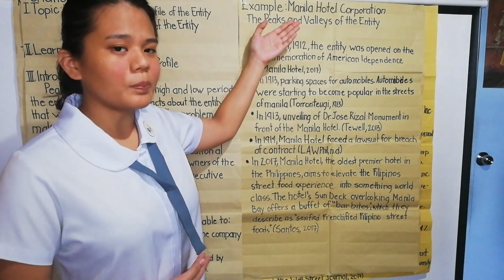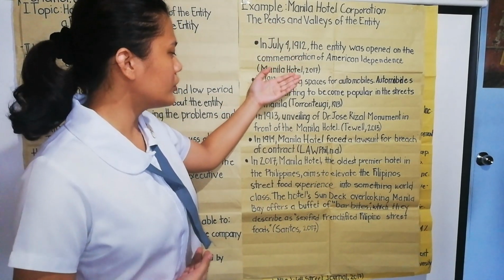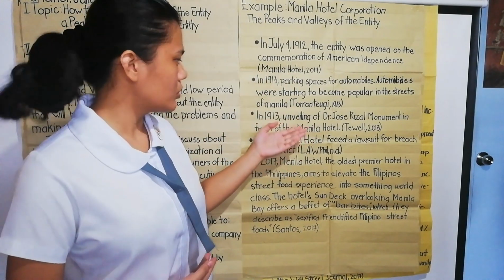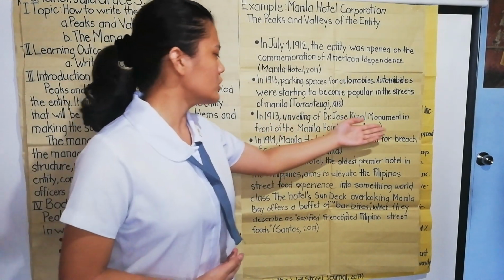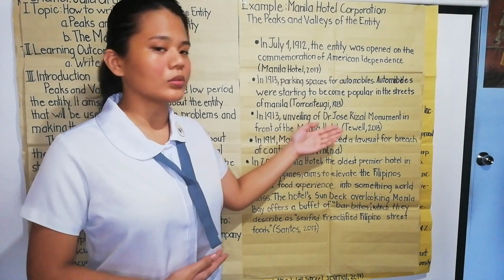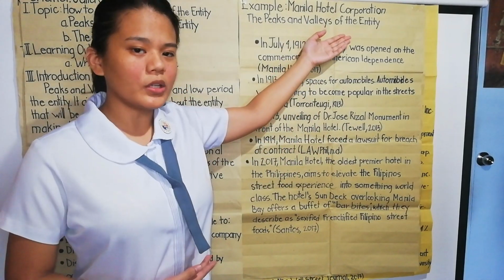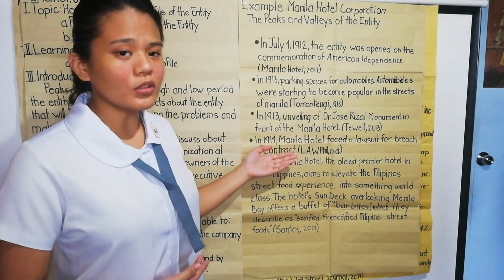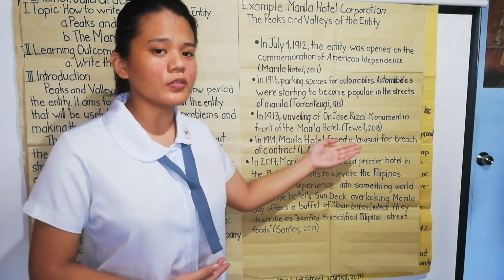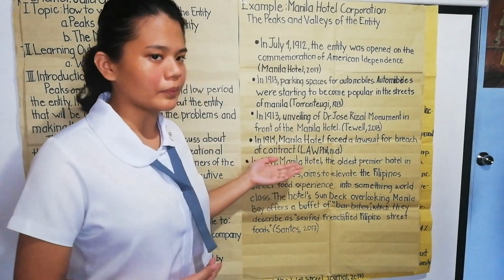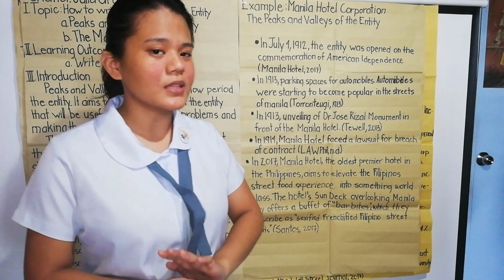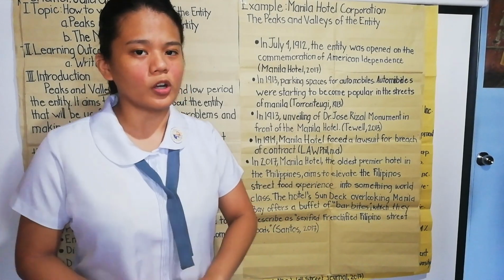An example of the peak period of the Manila Hotel is in 1913, the unveiling of Dr. Jose Rizal Monument in front of Manila Hotel. And the down period is in 1914, when the Manila Hotel faced a lawsuit for breach of contract. All findings must have an in-text citation in APA format.